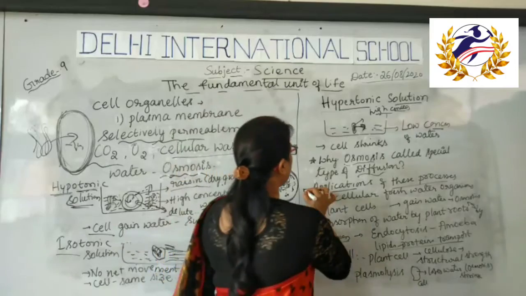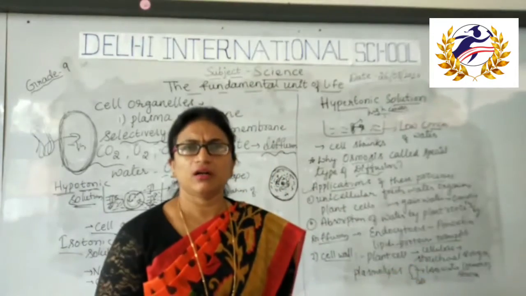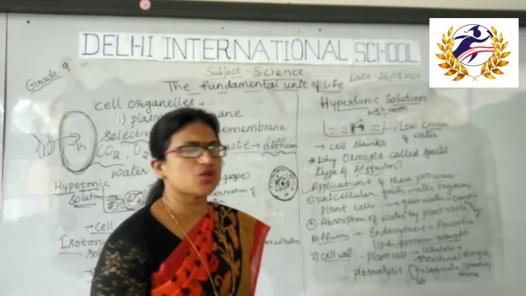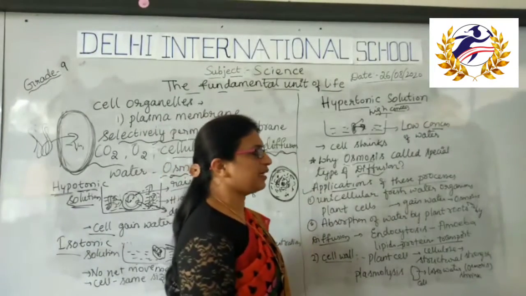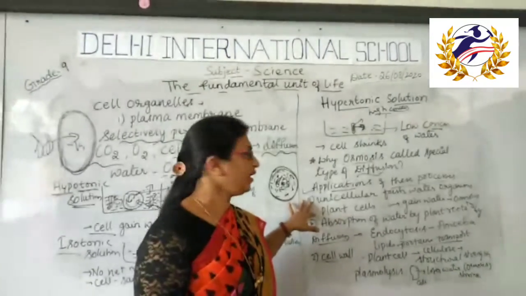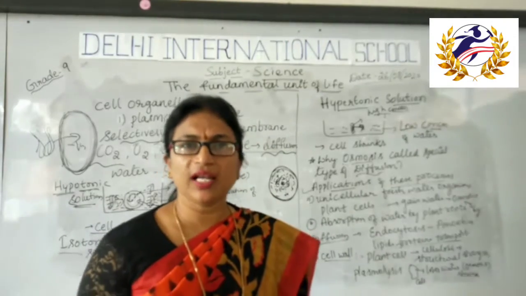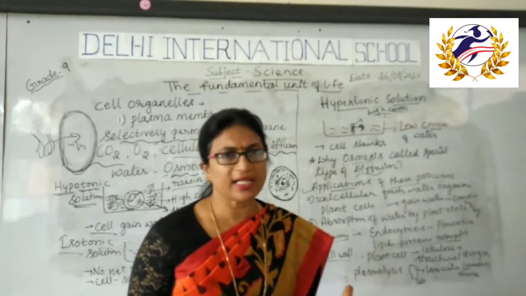And then, what are the applications of osmosis and diffusion? Where can we see them in our surroundings? What are the applications of this? So, osmosis and diffusion. Applications of osmosis we take first. In unicellular freshwater organisms like amoeba, euglena, paramecium, protozoa, isn't it?